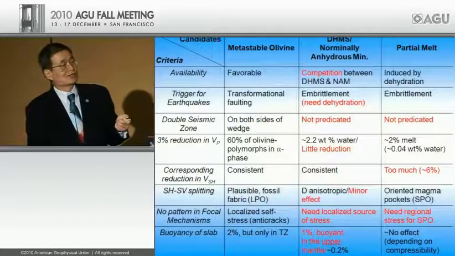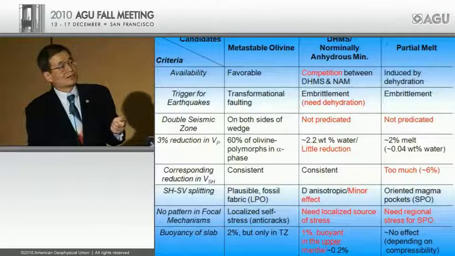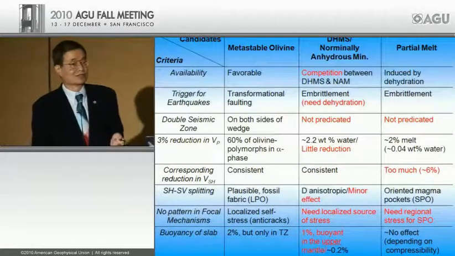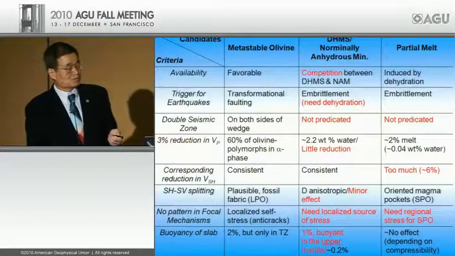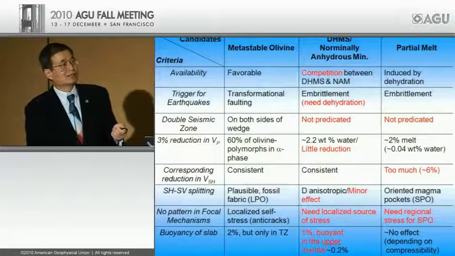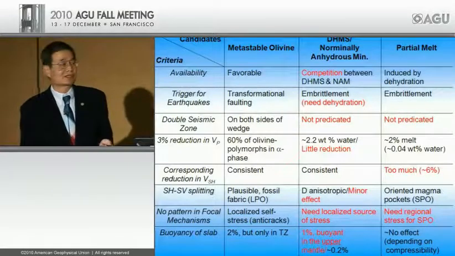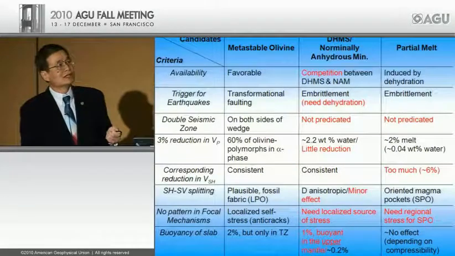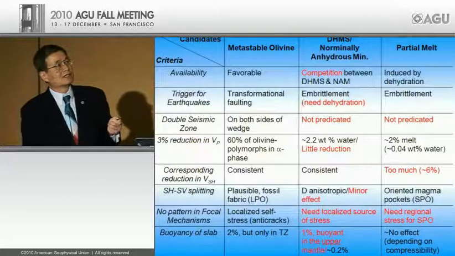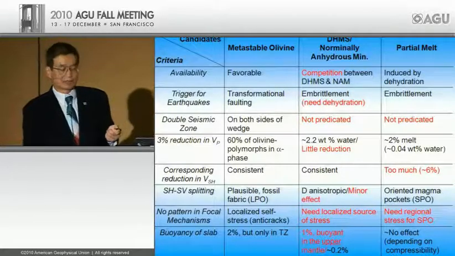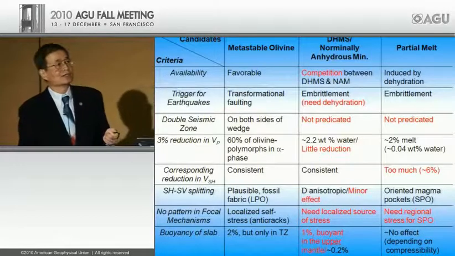We need a 3% reduction in S wave speed. Metastable olivine can do it. These hydrous phases can do it. But the melt, probably not, because it has a very large effect on shear wave speeds. The shear wave splitting here is plausible for metastable olivine because we know that the oceanic lithosphere has very strong fossil fabric inherited from the mid-ocean ridge. Phase D is very anisotropic, but these nominally anhydrous minerals typically have a very minor effect on anisotropy.